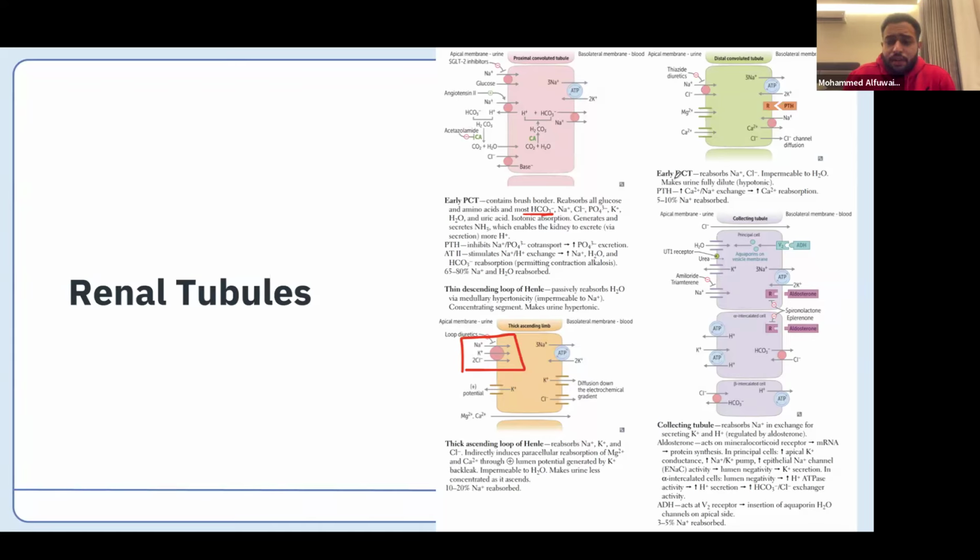Then we'll have the distal convoluted tubule. In the distal convoluted tubule, we'll have one major receptor, which is a sodium chloride channel. What drug binds to this? Or class of drugs? Thiazide diuretics. Good. Now we go into the collecting tubule.